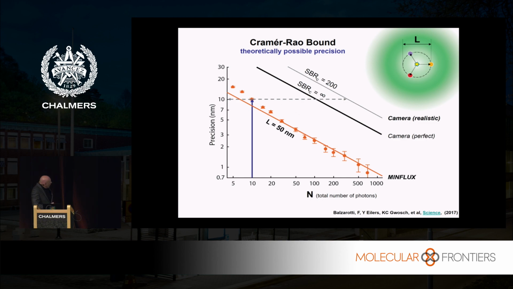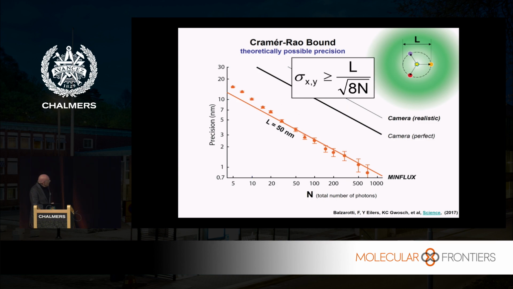But if you then try to do the same thing with a camera, you would need 29 times more photons, so 290 photons in this particular case. So we are more efficient in terms of the fluorescence photons that we need. And this is actually a theoretical calculation, the so-called Cramér-Rao bound. Cramér was a Swedish mathematician. You see here, this is the equation for the uncertainty that comes out.